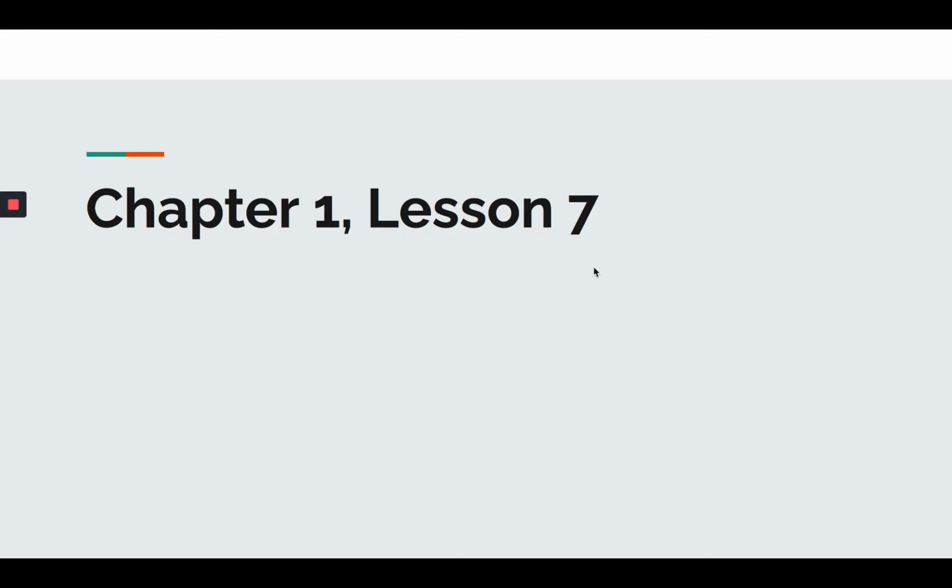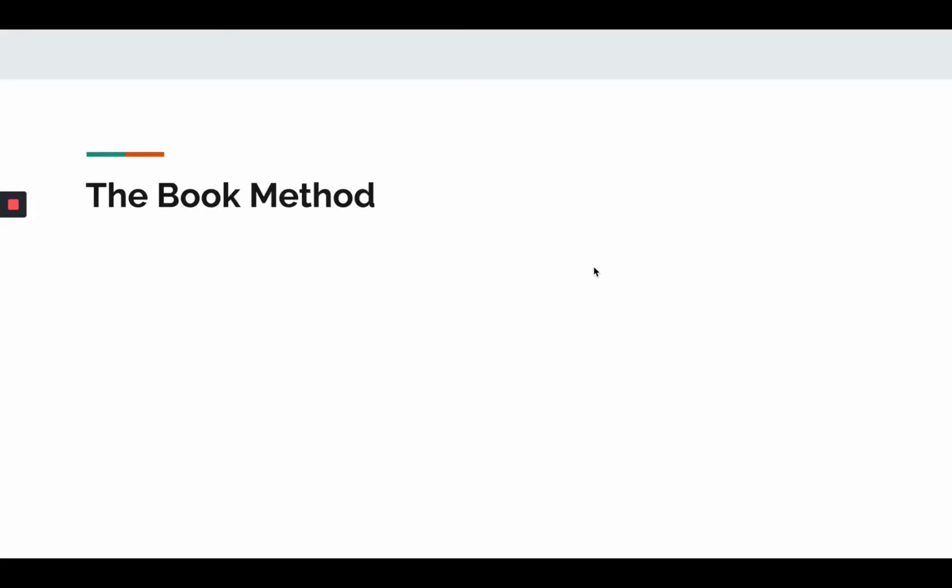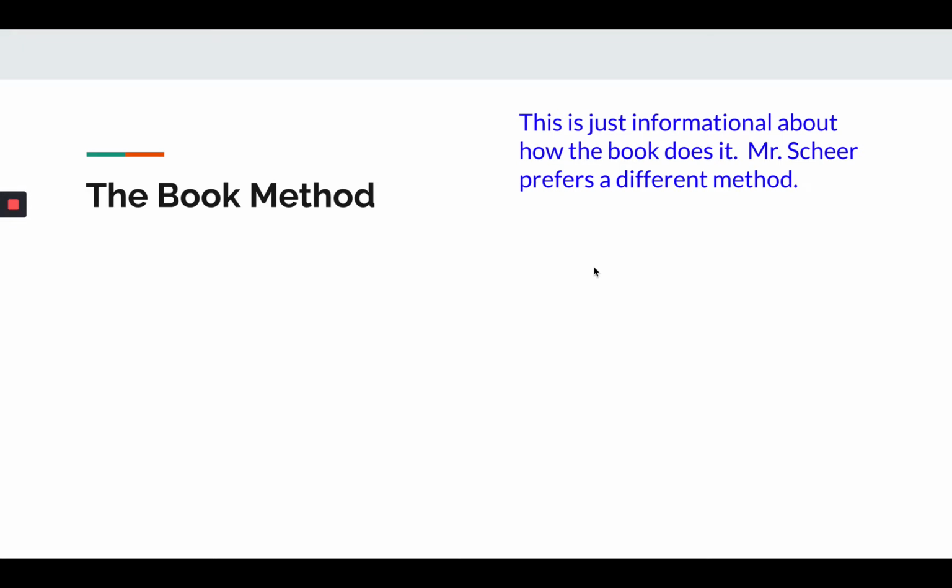Today we're doing Chapter 1, Lesson 7, which I call Finding the Missing Number in a Ratio, or AKA Missing Proportions. So real quickly, I just want to say that the book teaches this different than I'm going to teach you. The book, this slide is just informational. Because the book has a whole different method.